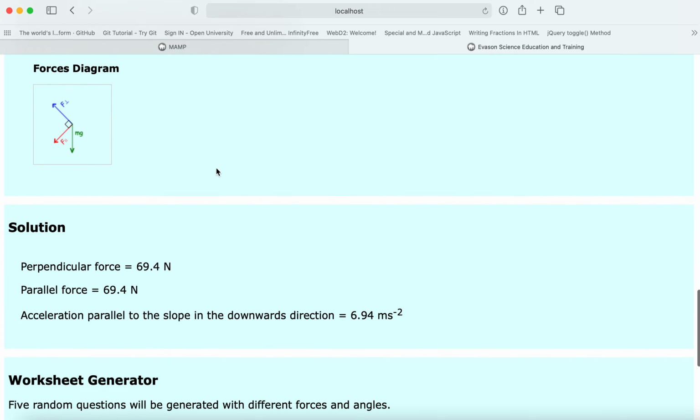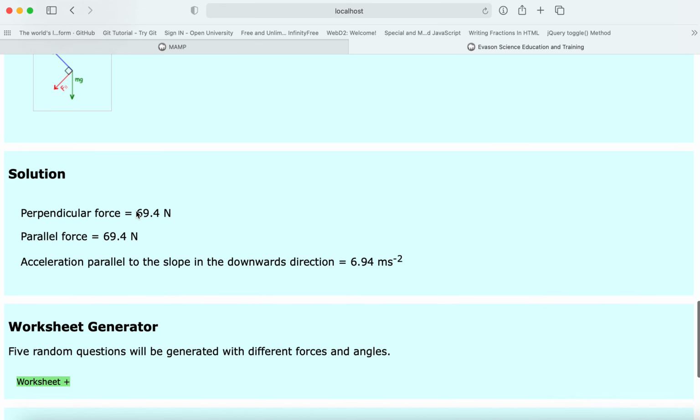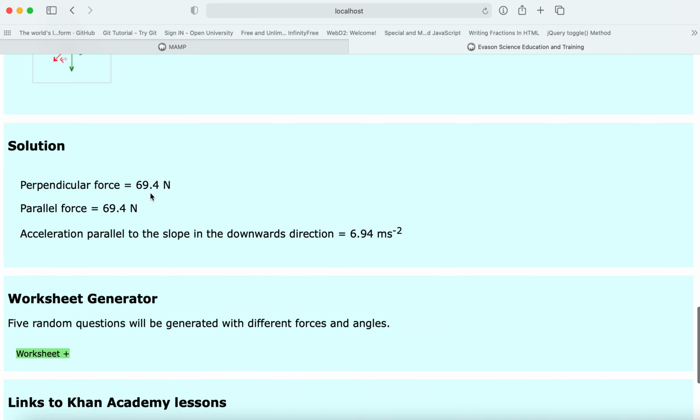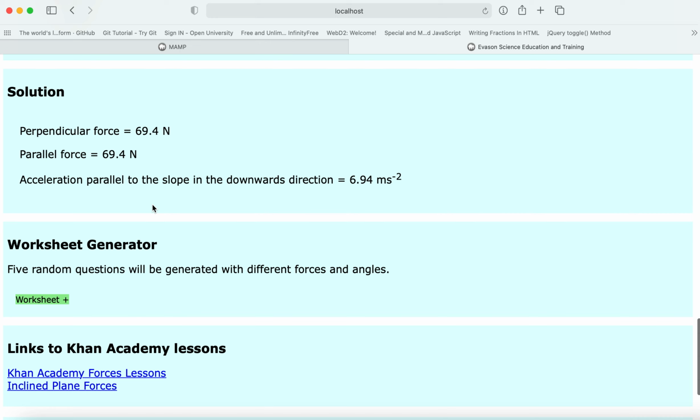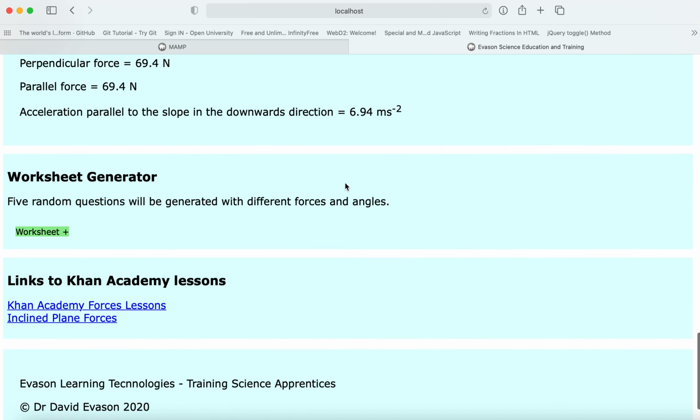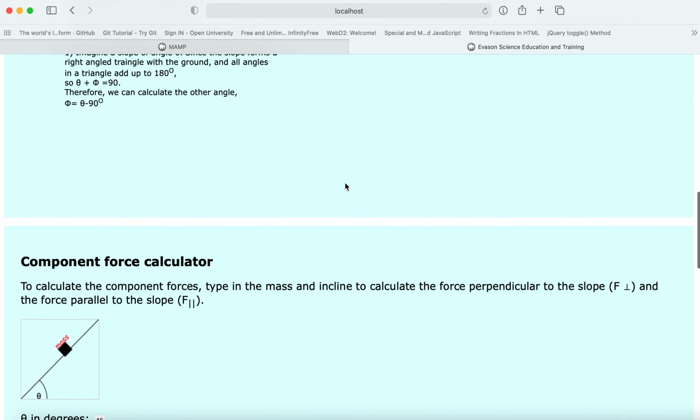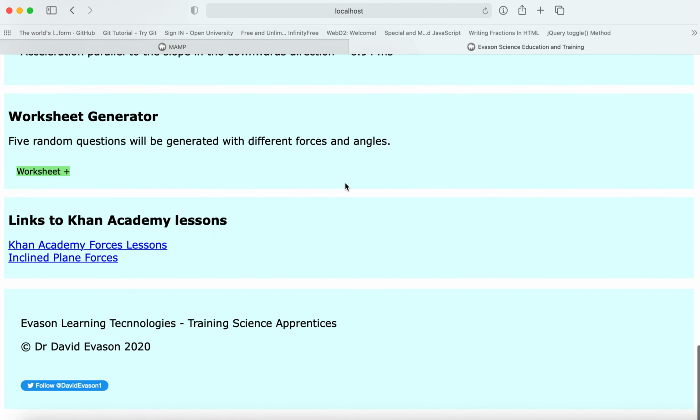Okay. And then the solution as to what the perpendicular and the parallel forces were, and also the acceleration parallel to the slope in the downwards direction. So that was a calculator. It would calculate the component forces for you.